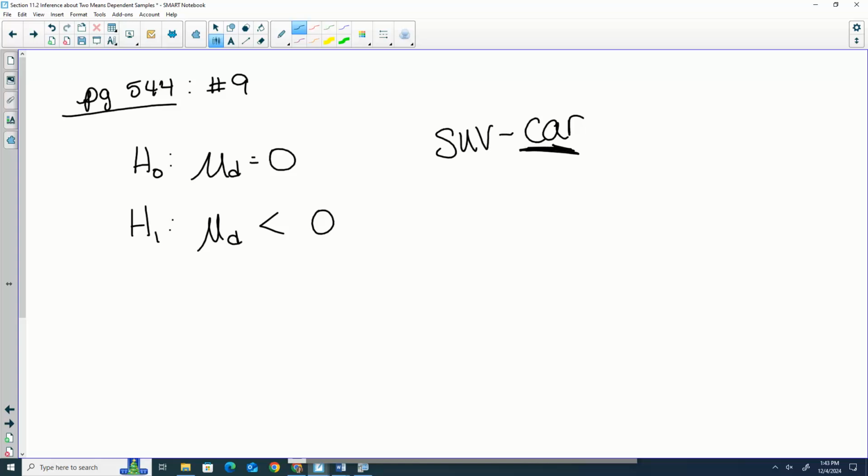Where are you getting that part from? In the question it says, does the SUV sustain less? Right, that's another way. I was looking at part C, but yes, up there at the top it does mention that the SUV is less. Okay.